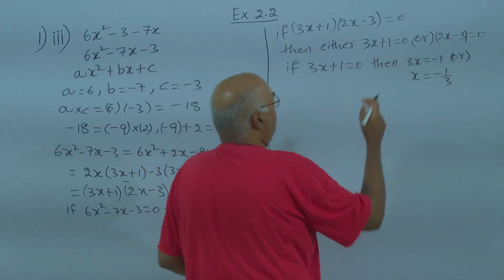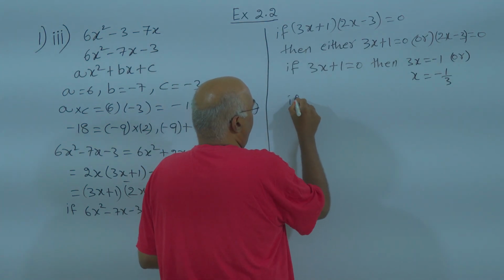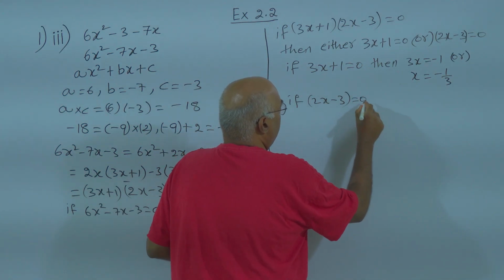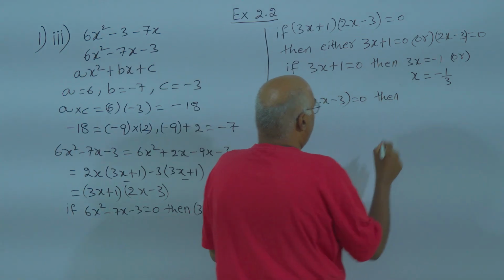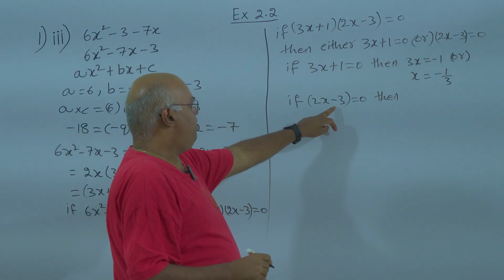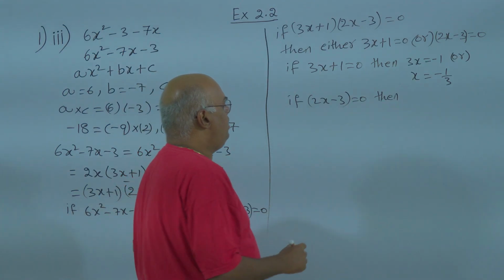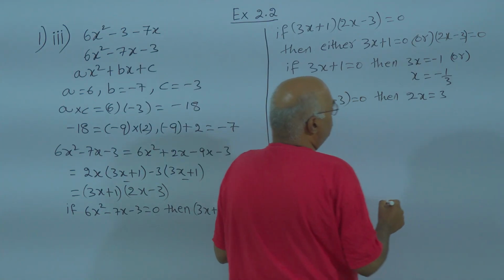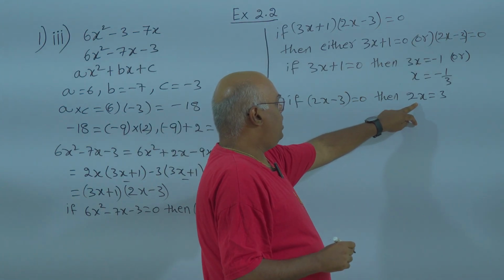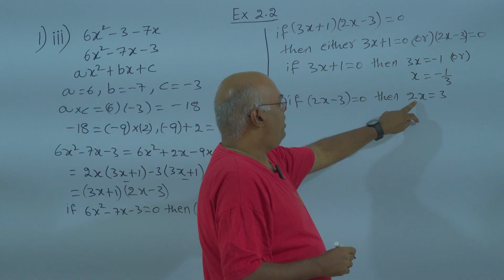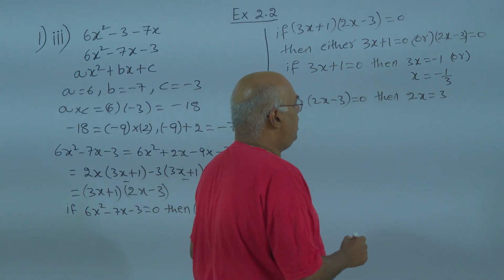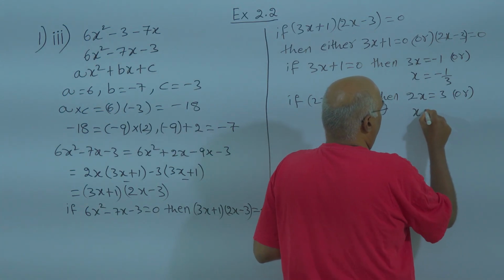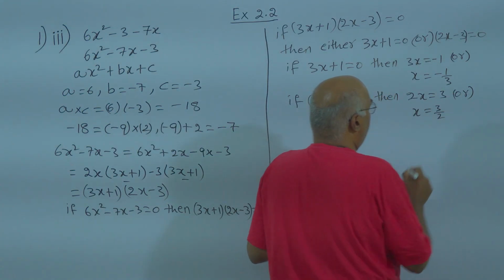In the same way, we have to find the other zero of the polynomial. If 2x minus 3 is equal to 0, then on the left side of the equal to sign, I have minus 3. If I take this minus 3 to the other side of the equal to sign, it will become plus 3. Then 2x is equal to plus 3. So here on the left side of the equal to sign, I have 2x. 2 is multiplying x here. If I take this 2 to the other side of the equal to sign, it will divide. Or x is equal to 3 by 2.